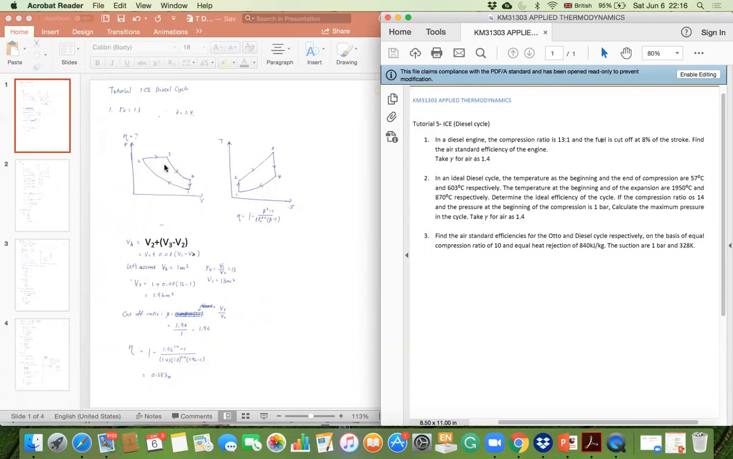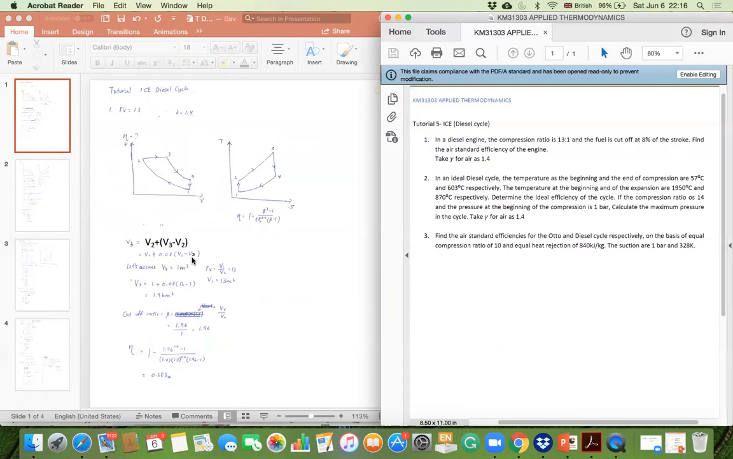Okay? So what is V3 now? V3 is V2, which is the clearance, plus V3 minus V2. Do you agree with me? As I explained just now, V3 minus V2 is 8% of the stroke, which is 0.08. And the stroke is V1 minus V2. We have to minus the V2, right? So that's why we have V3 equals V2 plus 0.08 times (V1 minus V2).